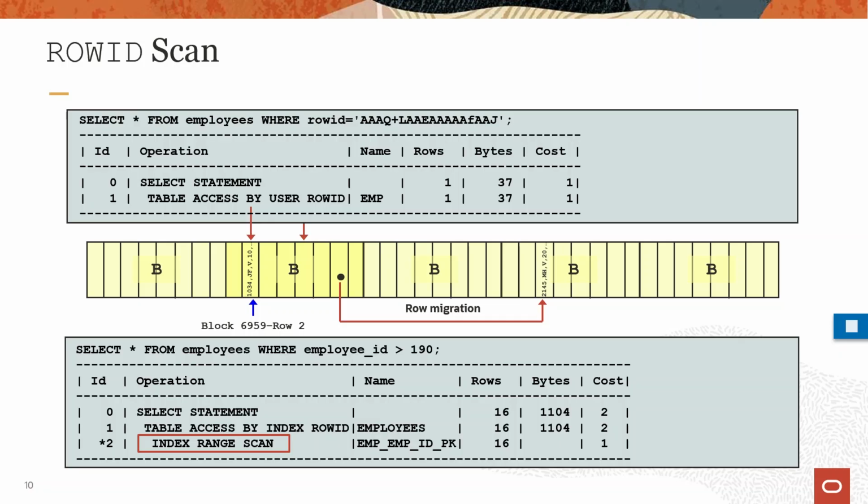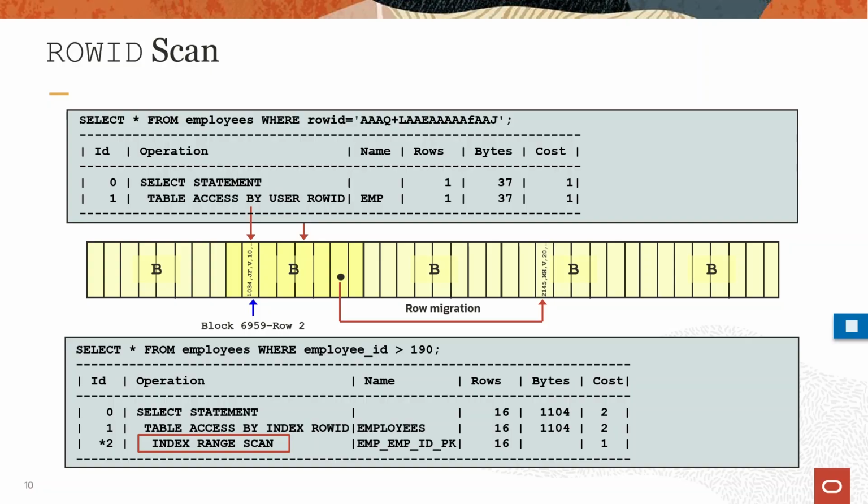However, you rarely specify a row ID directly in a query. So in the first query on the slide, you see that I want to read a record from table employees, and via the row ID, I'm going to indicate where that record is physically located. And you can see in the execution plan that the table is being accessed via a row ID that is provided by a user.